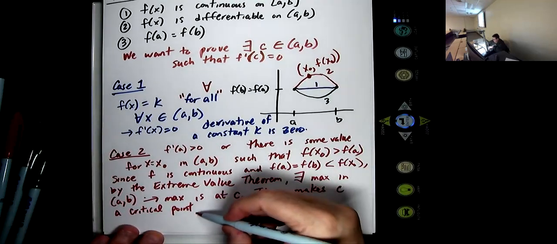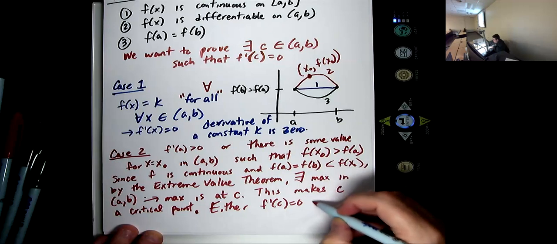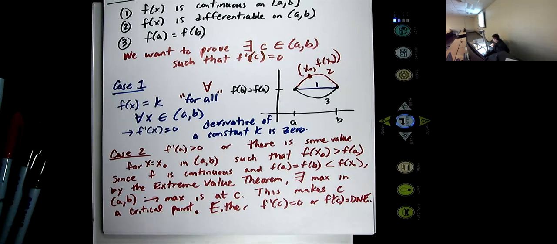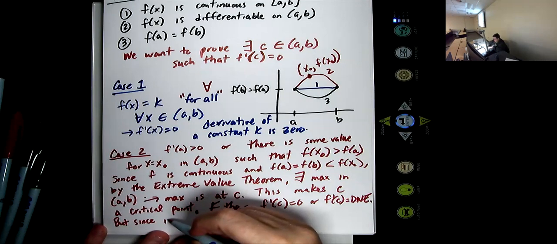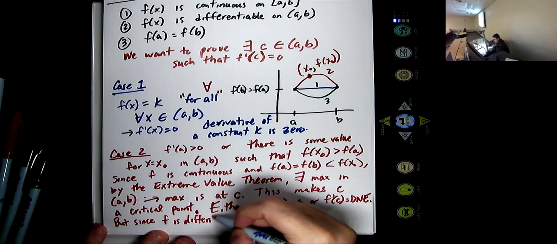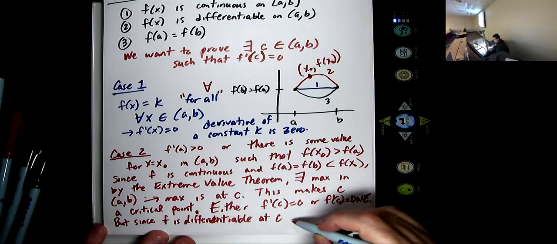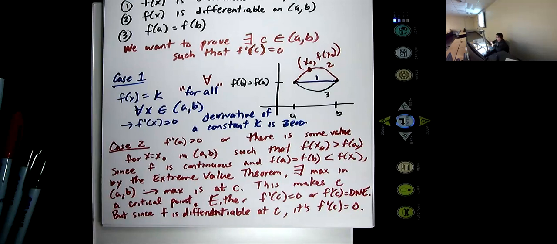Critical points have two scenarios. From critical points, we either have f prime of c equals 0, or f prime of c does not exist. But since f is differentiable at c, it's f prime of c equals 0. The DNE happens when we can't do the derivative there, at cusps and vertical lines and stuff like that.